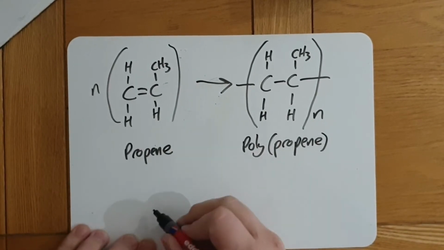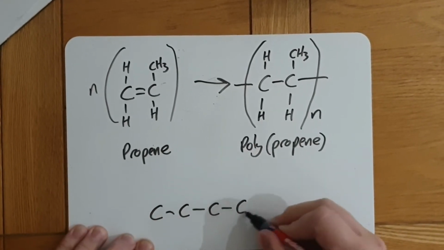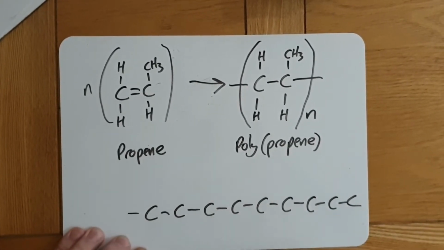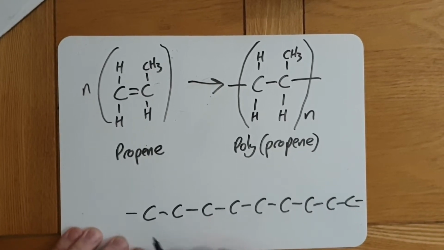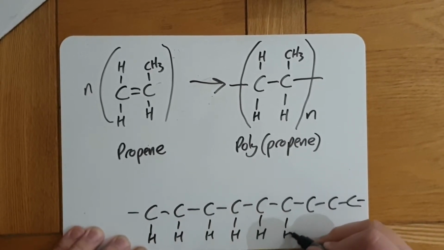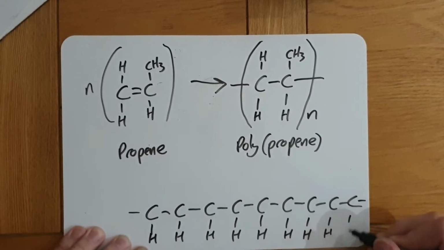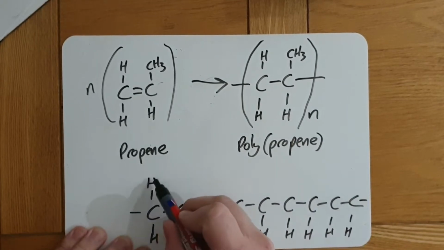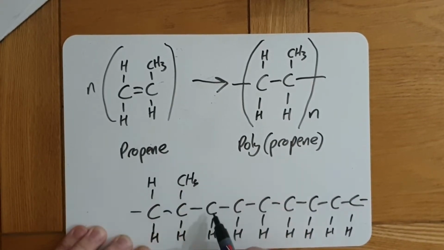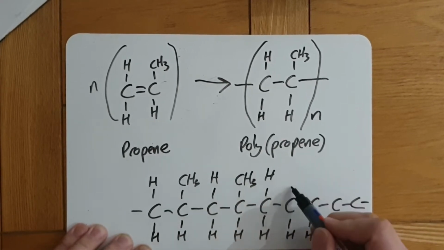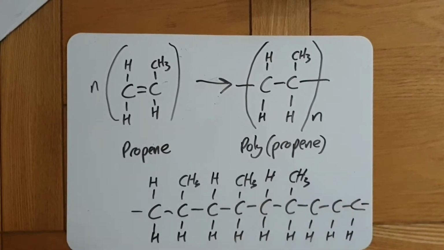Just to show you an example, if we had to draw the repeating units of this, I'll just draw a few on there, say it was carrying on. If you look, if this was repeating, the bottom would be H, H, H. The bottom is just all H's, right? And then the top is going to go H and then CH3, H, CH3, and then H and CH3, and so on and so on and so on.